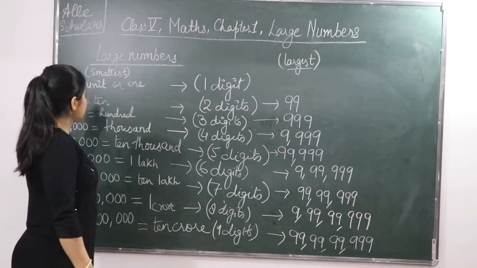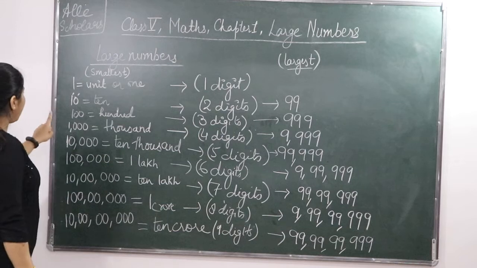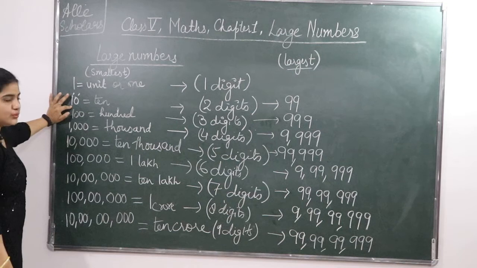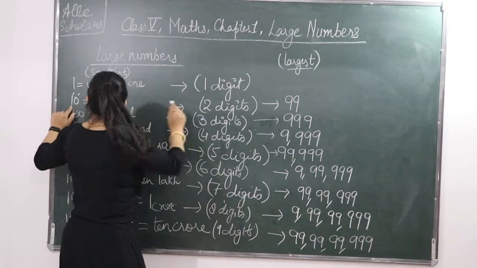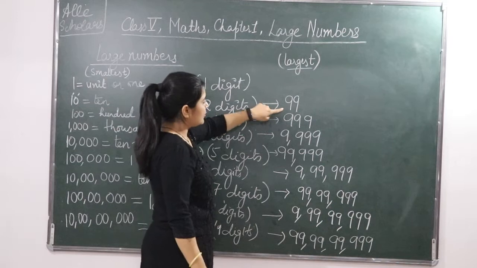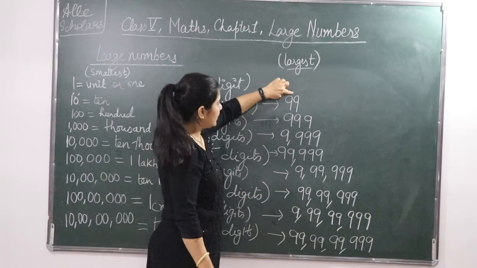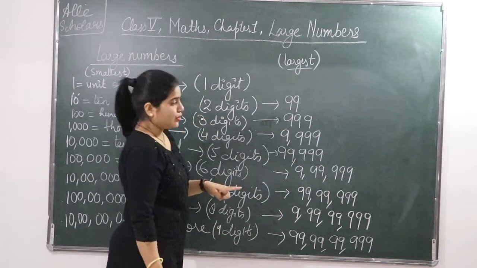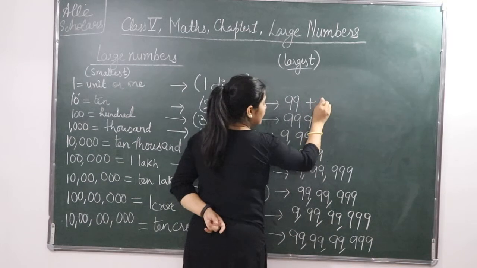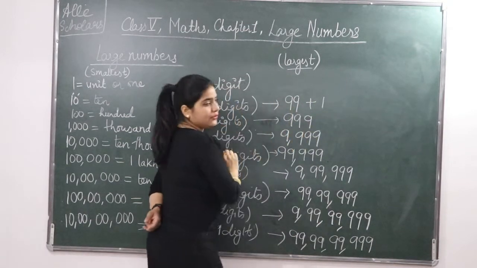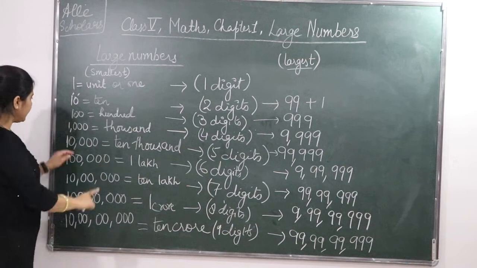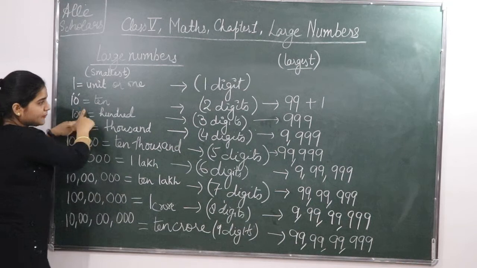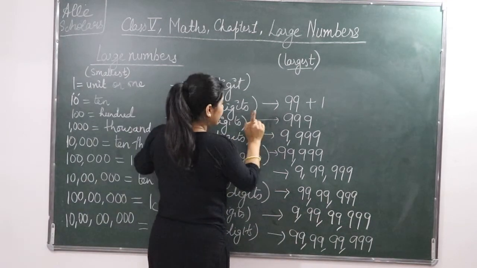Okay? So the smallest number will come as 1. After that, in 2 digits, the smallest number is 10, and the largest 2 digit number is 99. Now, if we want to find the 3 digit smallest number, we just have to do plus 1. 99 plus 1 gives you 100. So 100 will be the 3 digit smallest number.